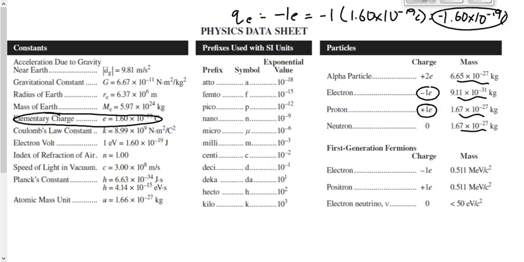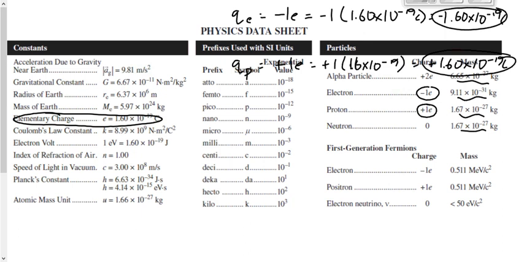The charge of a proton, Qp, is plus 1e, which is plus 1 times 1.6 times 10 to the minus 19 coulombs, gives us a total charge of plus 1.60 times 10 to the minus 19 coulombs. You didn't need the charge of an alpha particle when you did that question back in Unit 1, but if you did, you'd look at this and say, oh, it's plus 2e, so it would be plus 2 times 1.6, or 3.2 times 10 to the minus 19 coulombs.